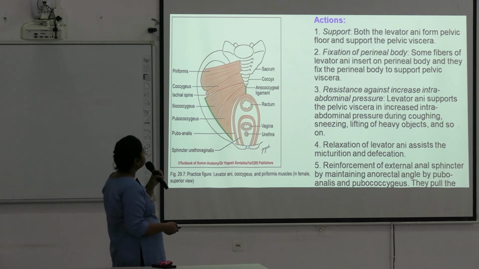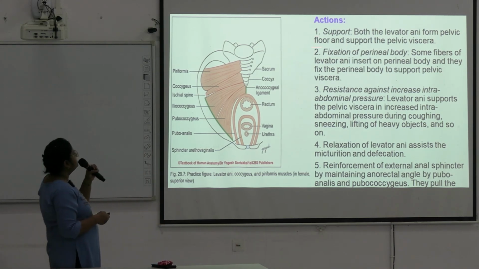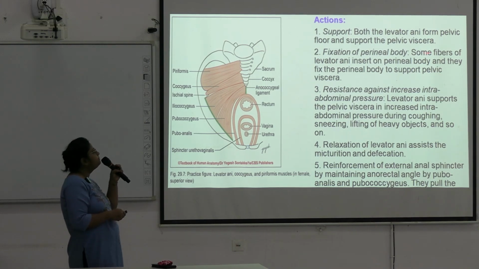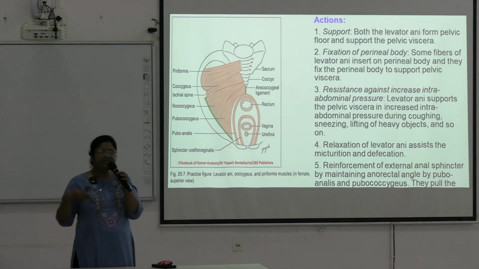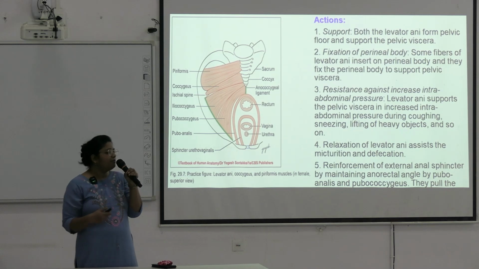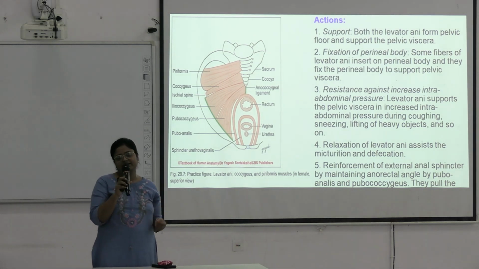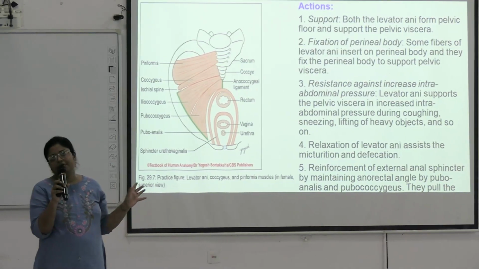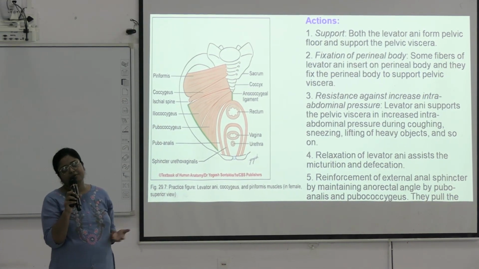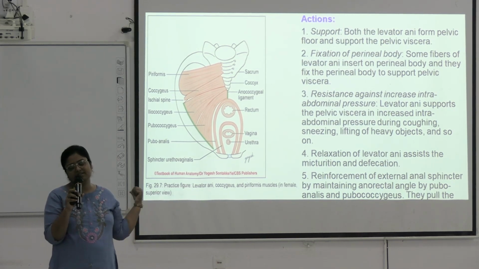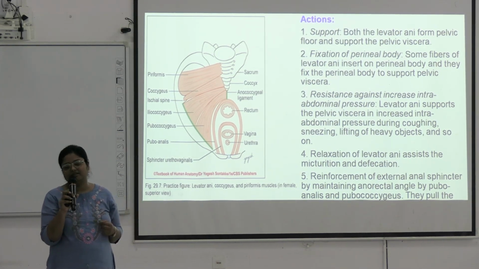Next, what are the actions? Both levator ani form the pelvic floor and support the pelvic viscera. Okay. They prevent herniation of the pelvic viscera through the different openings. Okay. When the levator ani gets weakened, there is uterine prolapse. Okay. It is an important support for the uterus, an important support of the pelvic floor. Also, the anal canal can collapse if the levator ani gets weakened. Okay.